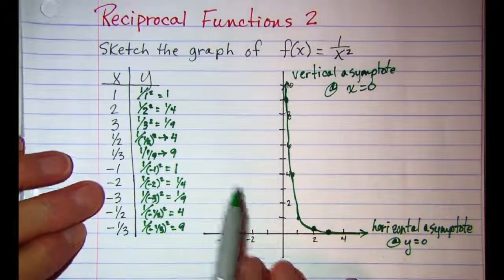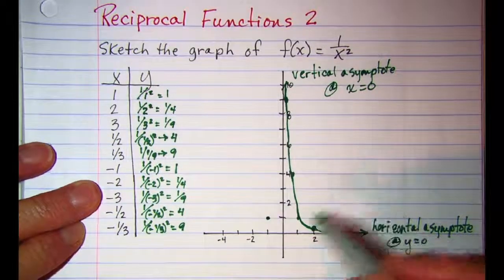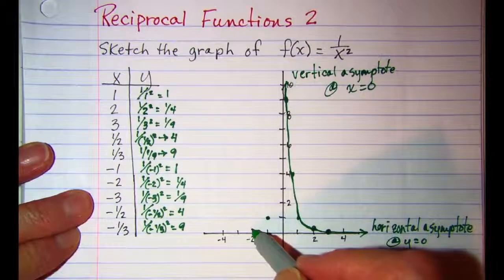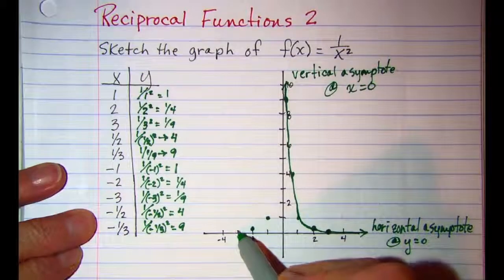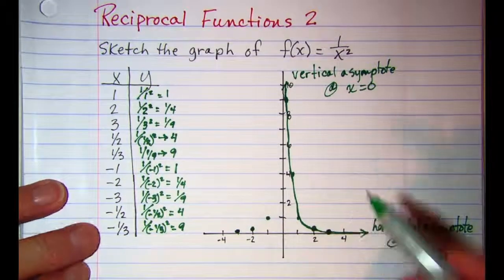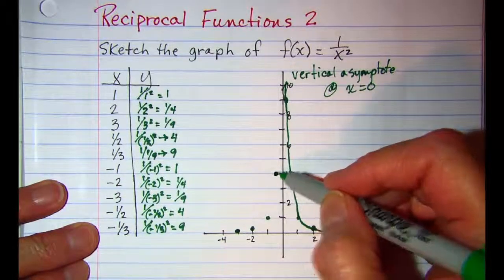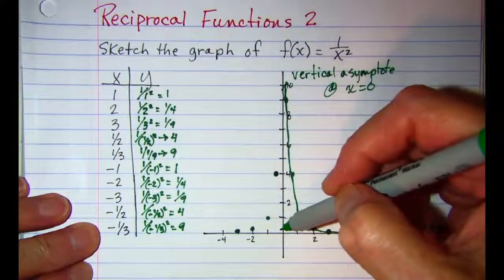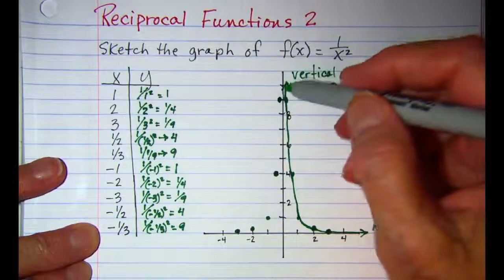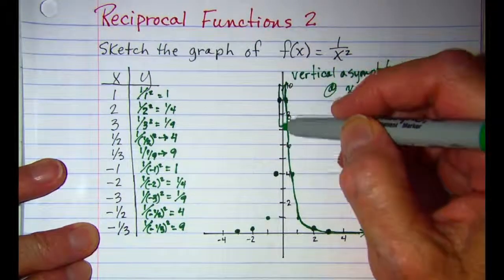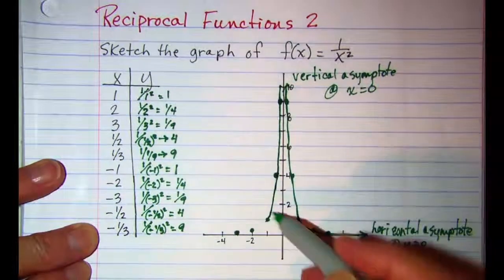Now, on the left side, when x is -1, y is positive 1. When x is -2, y is a positive 1/4. When x is -3, y is 1/9. When x is -1/2, y is 4. When x is -1/3, y is 9. So we have a curve that resembles a volcano.